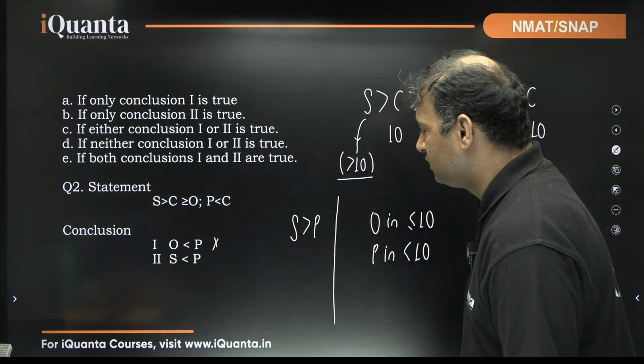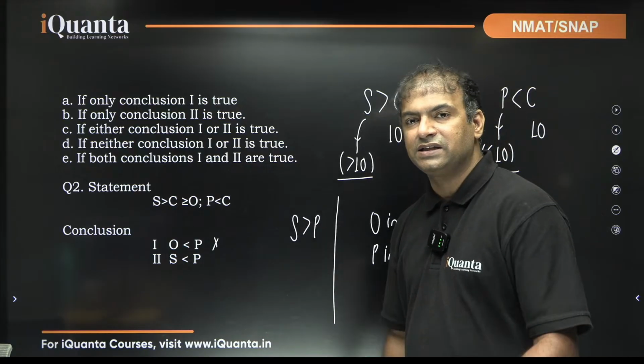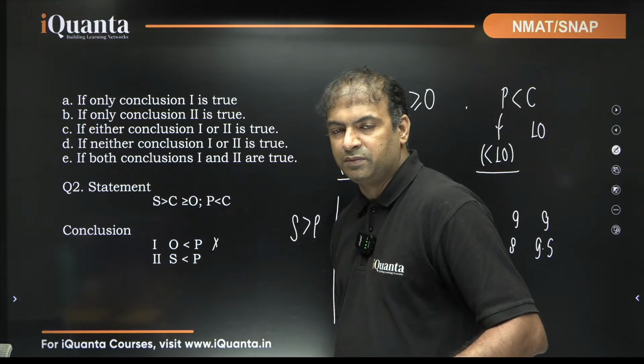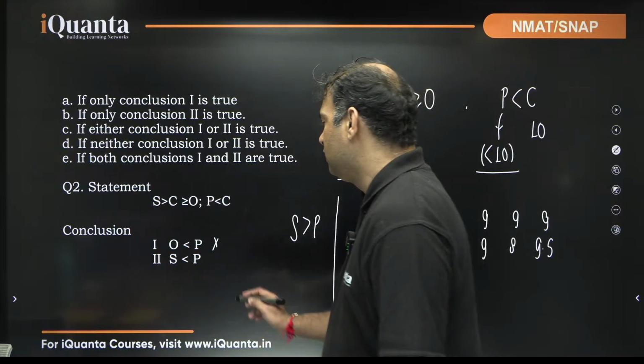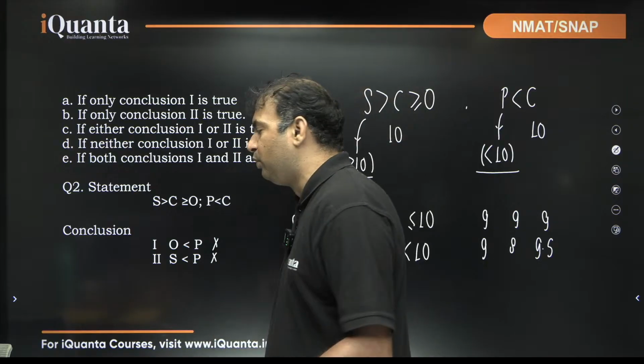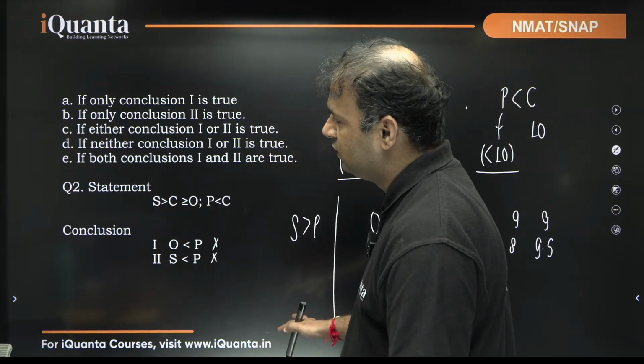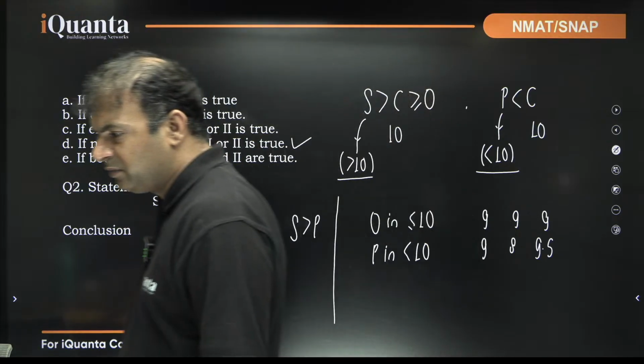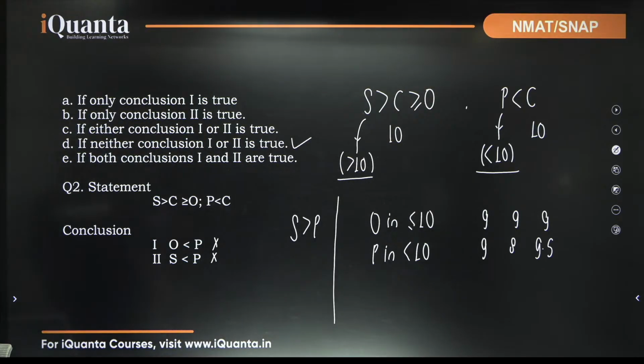S has to be greater than P, but they have written S is less than P. We have a relation between S and P, but in the conclusion the relation is not correct. So this is also false. That means both of them are clearly false, so the best choice is option D, right? Easy question. I believe this is clear to all of you, right?